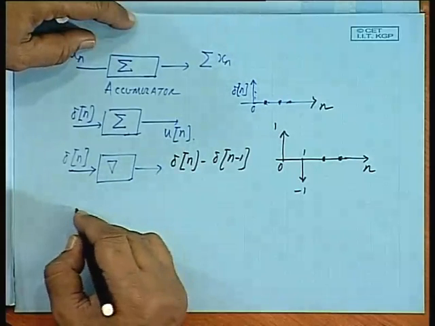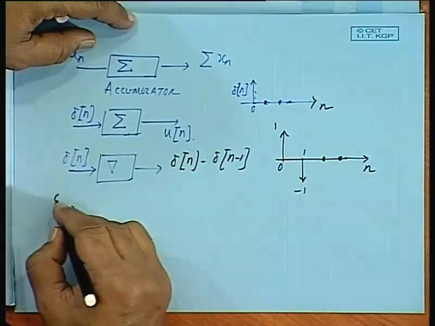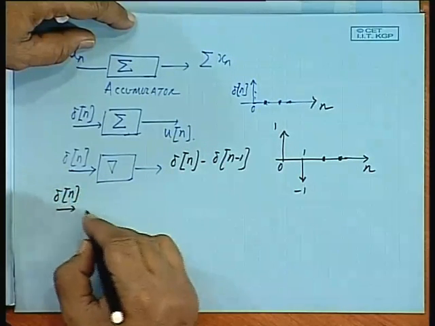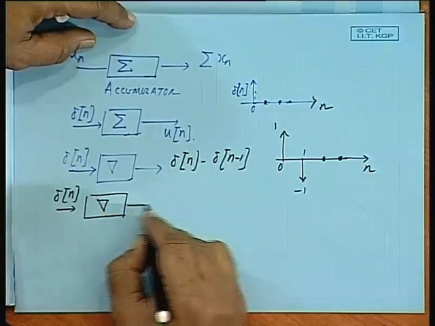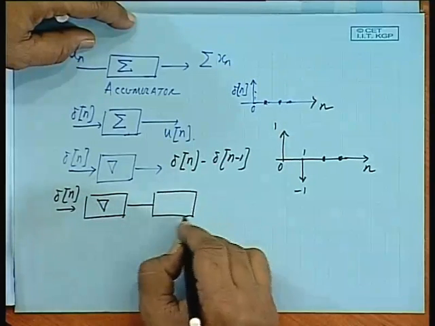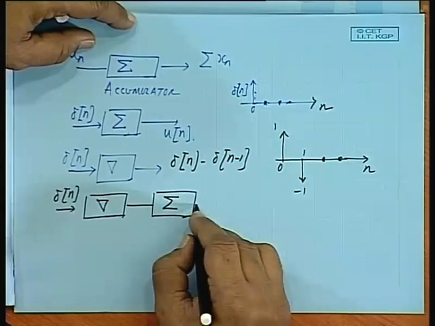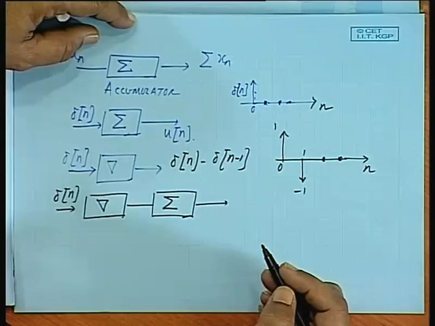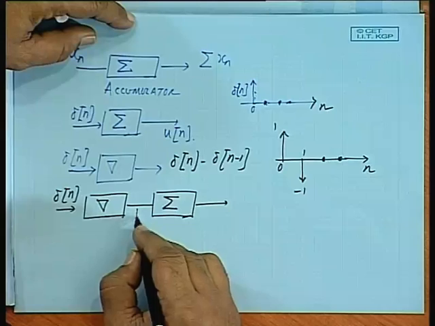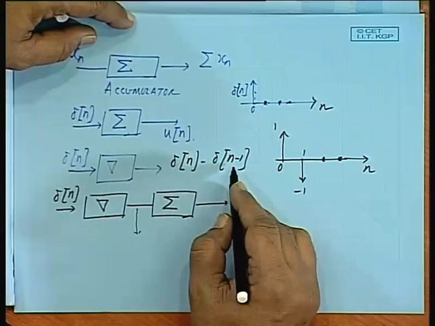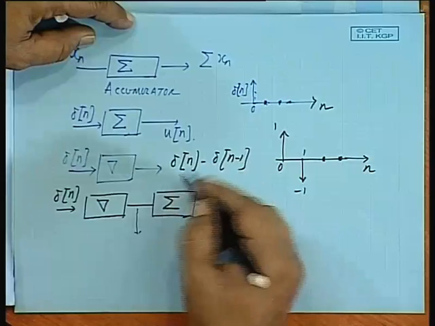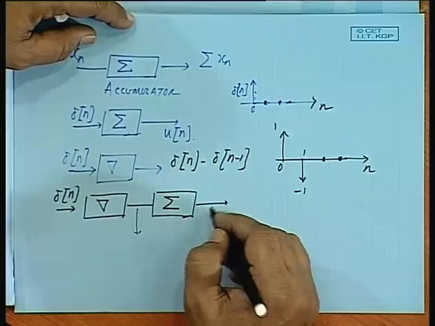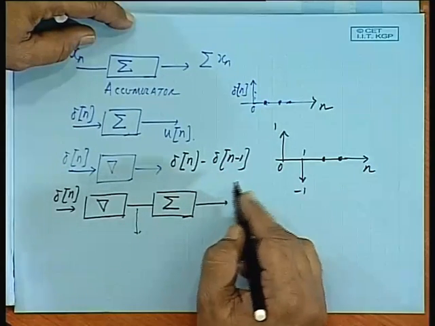If I use a delta n, the delta function, and then an accumulator, what will be the output? This one is delta n minus delta n minus 1, and a summation of delta n will give me u n, and this will give me u n minus 1.